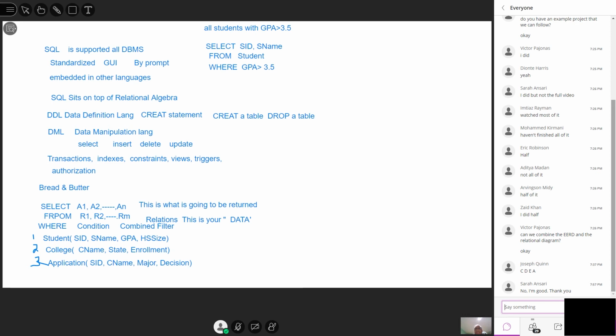Now we see immediately that if we want names of students, they are going to be in over here. And if we want to find out if they were admitted or not, we have to go to the application. In the application, we have student ID, and then we have the major and the decision. So what we need now is student and application. This is in comparison with your previous one. What we want is student name.